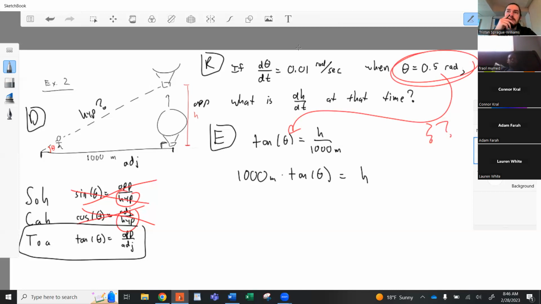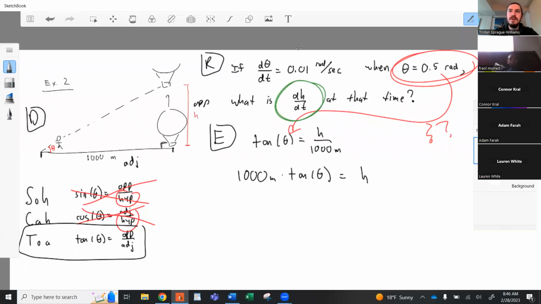Well, I mean, if we want to find the opposite, should that be the idea? Are we trying to find the height of the balloon? No. What are we trying to find? The hypotenuse? Oh no, we don't care about the hypotenuse. We're not asking about the hypotenuse. You mean dH over dt? That's right. Let's look back at our goal. Our goal is this. What is dH over dt?